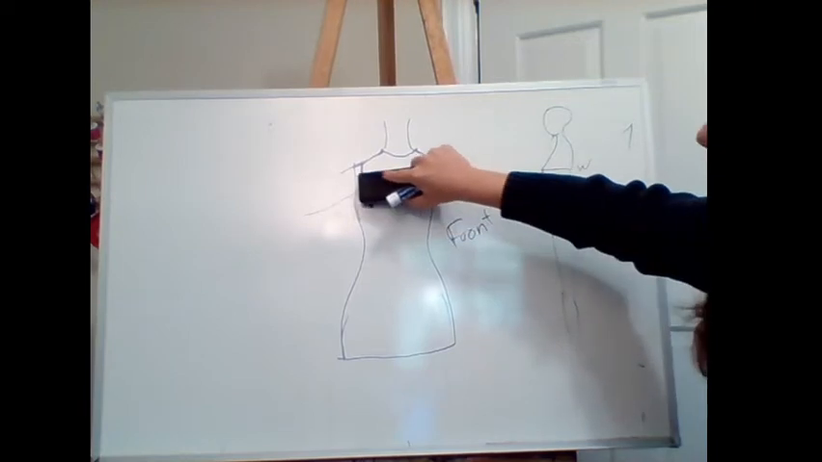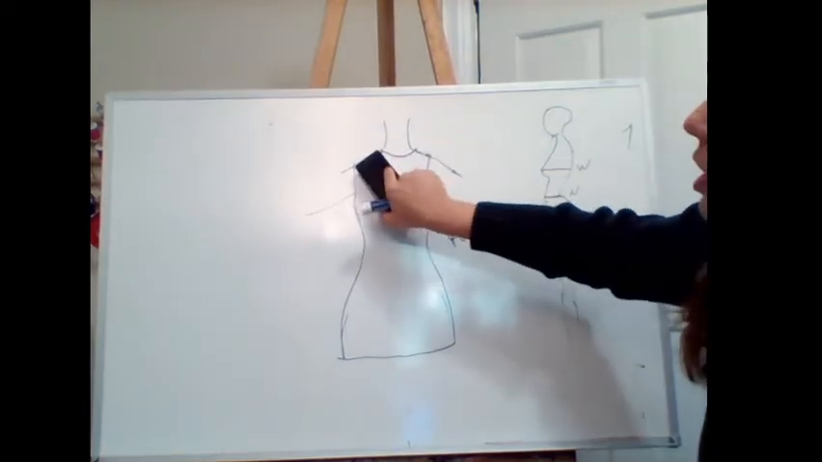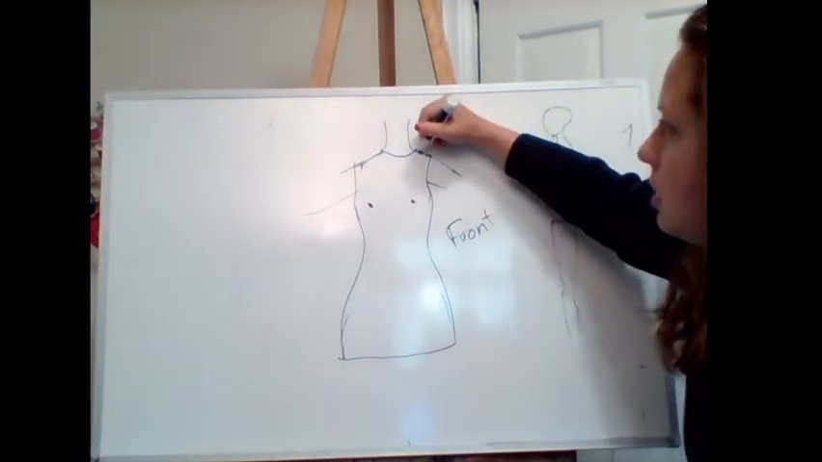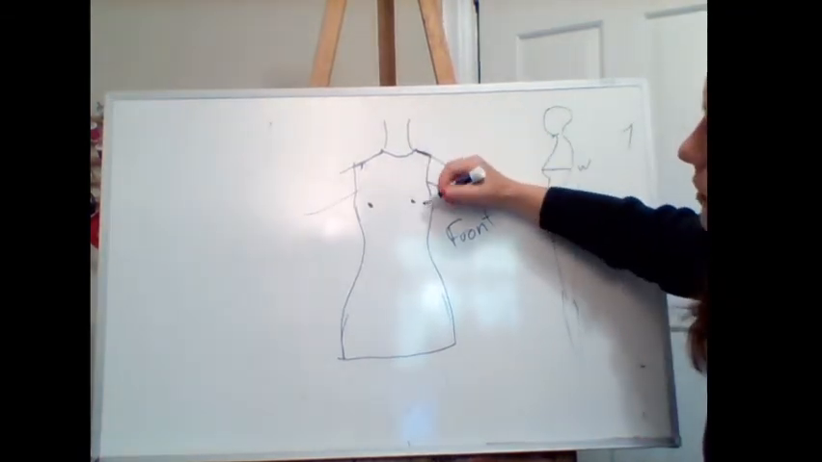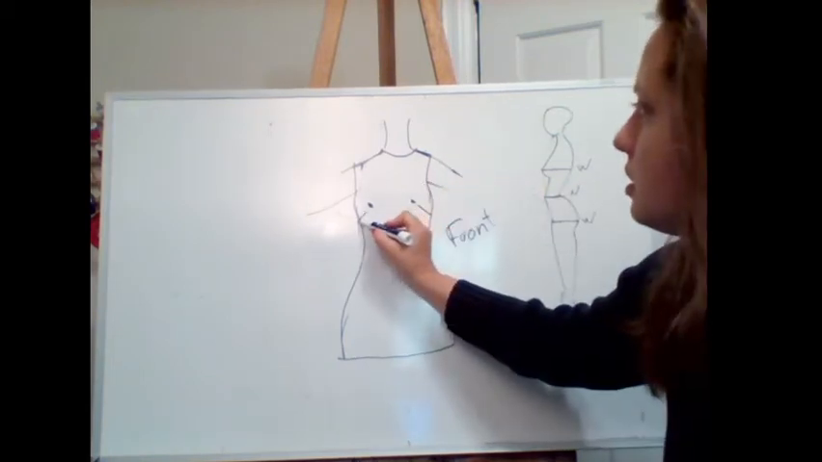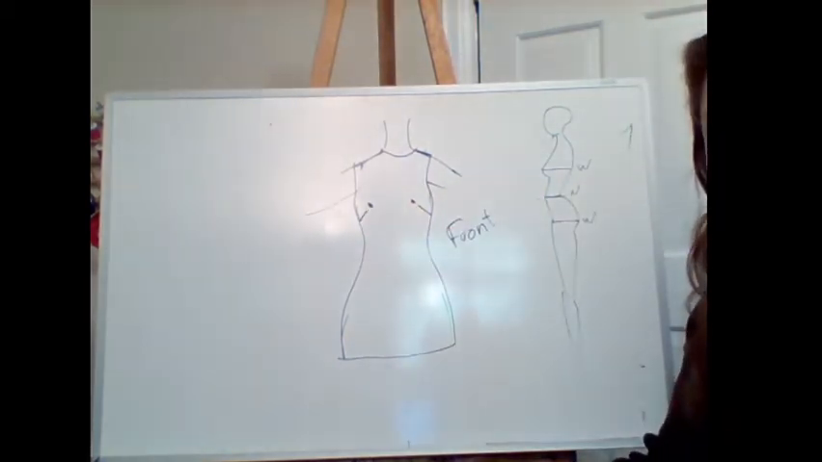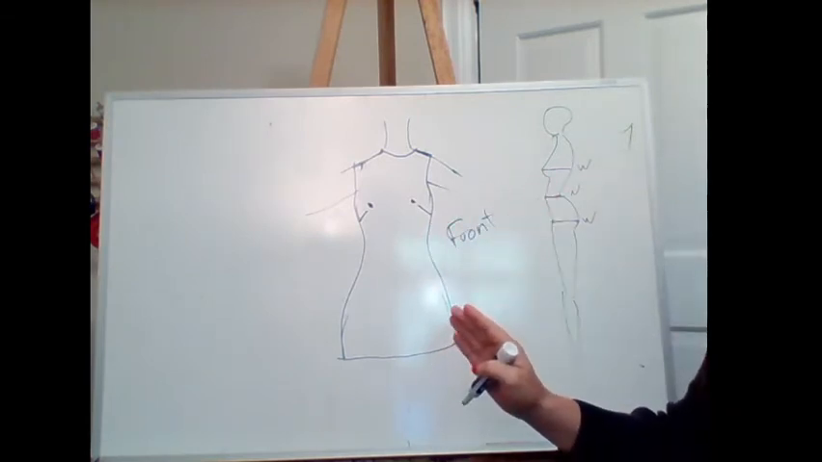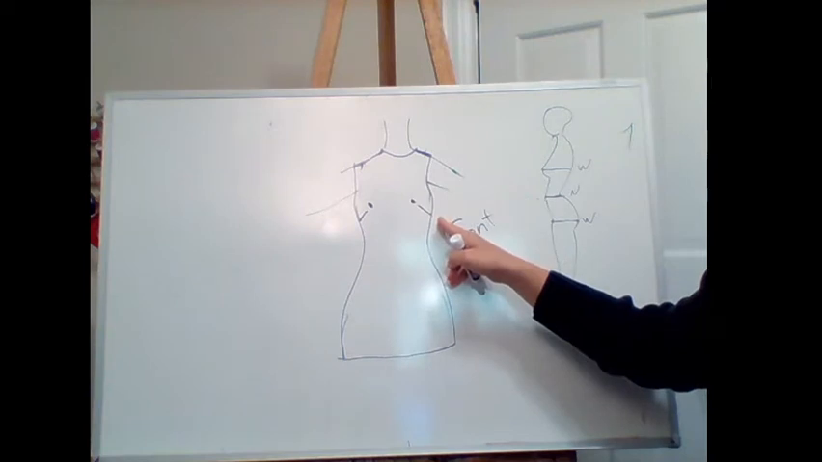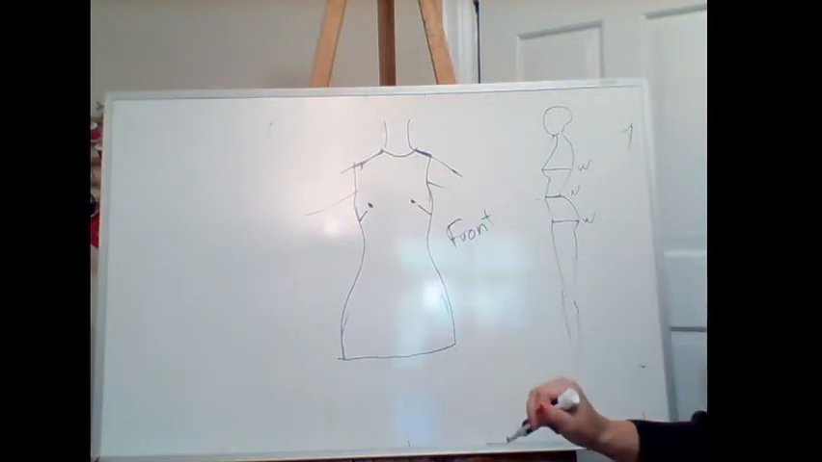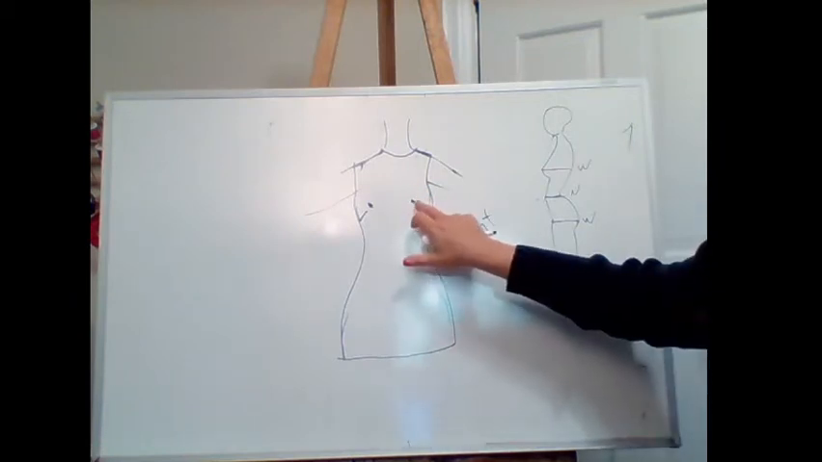Two rules are accounted for, okay? We can also have little side darts. Again, very common, very common. Same rules apply. Coming from the seam, now it's coming from the side seam, pointing towards the dart, or pointing towards the apex, okay? Let's take a look at some other darts.